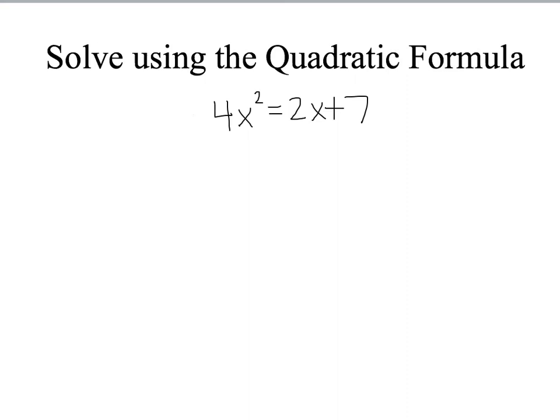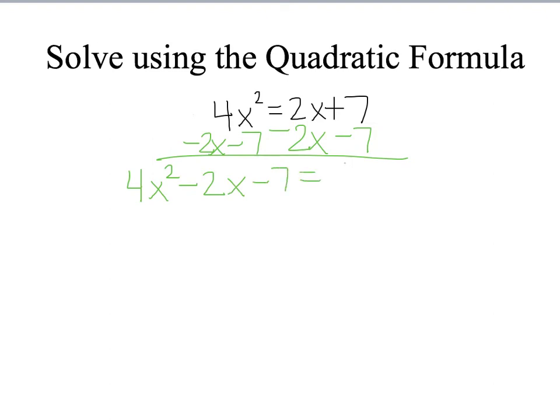Now this quadratic is not in standard form. So I'm going to subtract 2x and subtract 7 from both sides. That will put it in standard form for me. So 4x squared minus 2x minus 7 equals 0. A is 4. B is negative 2. You always want to take the sign that's in front of your coefficient or your constant, and C is negative 7.